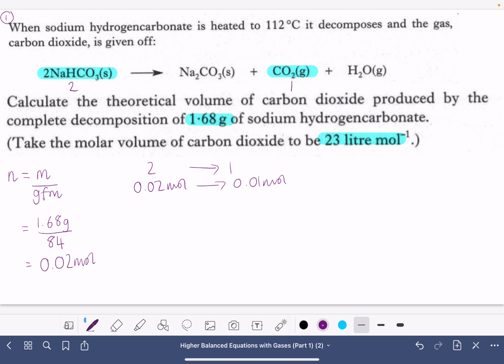We are asked to calculate a volume. That's what the question is really about. So I calculate volume using number of moles multiplied by the molar volume. Number of moles is 0.01 from here, and the molar volume is 23. So the answer is going to be 0.23 litres, or 230 centimetres cubed, depending on what you're asked for it in. So that would be our final answer.